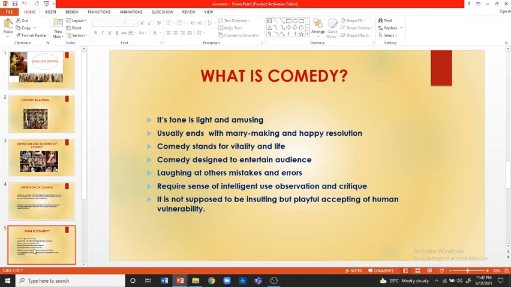Now, what is comedy? Our next point is what is comedy? The tone of comedy is light and amusing, and it usually ends with merrymaking and a happy resolution. Comedy ends with merrymaking, with a happy mood, a happy resolution. Here we get solutions, a resolution for every problem.